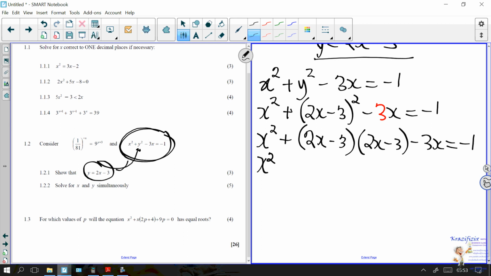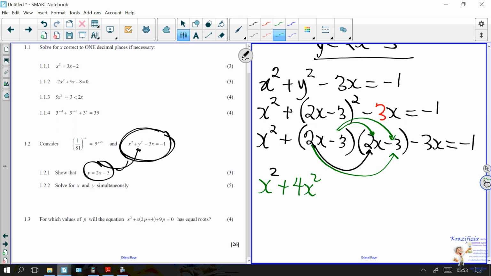Now what we do here is we FOIL it. You see the arrows would guide you to what you should multiply. 2x times 2x would give me 4x squared, so x squared plus 4x squared. Now 2x multiplied by negative 3 would give me negative 6x. Then negative 3 times 2x gives me another negative 6x. Negative 3 times negative 3 will give me positive 9. Minus 3x equals negative 1. Or rather, you can simply bring this one to the side quickly and be smart with time.